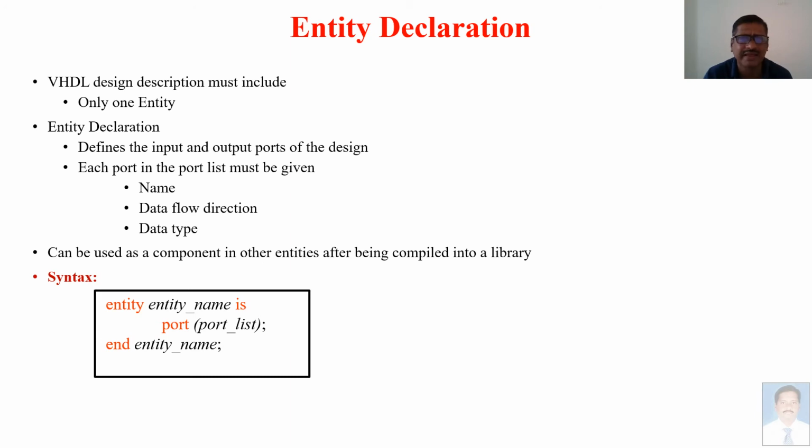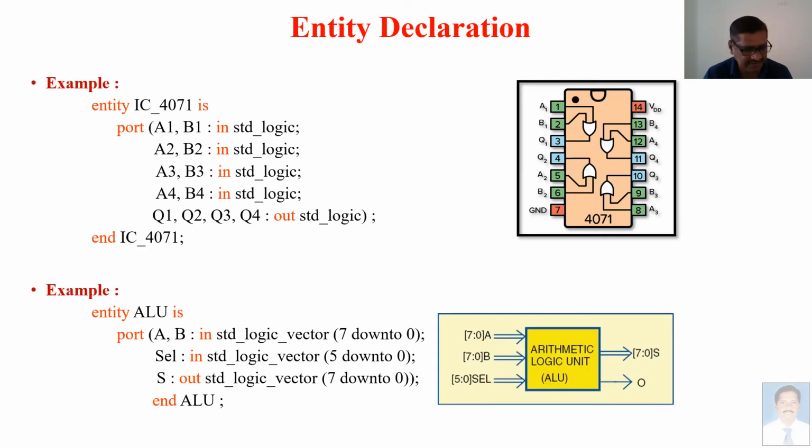I will take one example, and through this example we will try to understand how to declare the entity. In this case, this is the IC, and for this particular IC we are defining the entity declaration part. This is the ground pin and this is the VDD pin. These two pins are functioning as a power source, and these are not the inputs of the system.